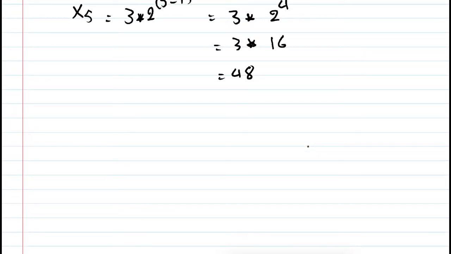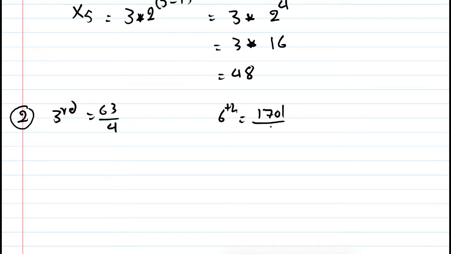Suppose I tell you that the third term, so this is example 2, of a geometric sequence equals 63 over 4. Also, the sixth term of the geometric sequence equals 1701 over 32. And I ask you to find me the fifth term equals what?